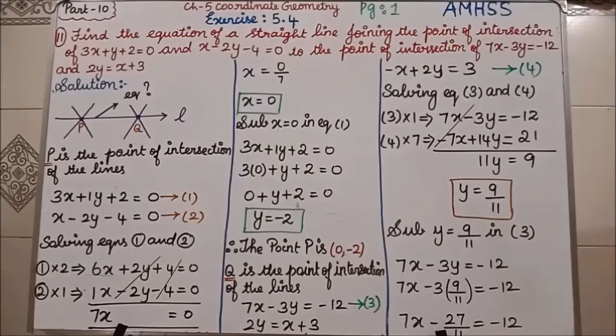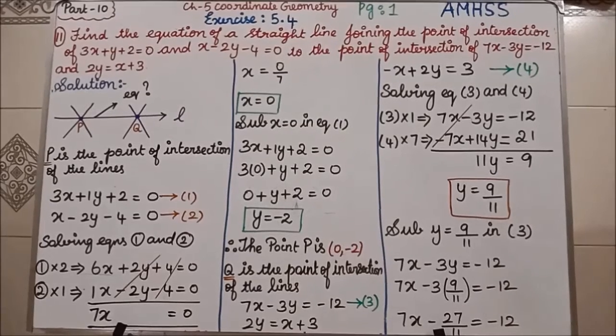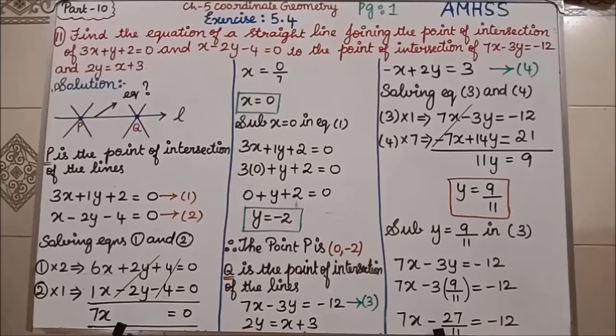In exercise 5.4, next we are going to see the 11th question. Find the equation of a straight line joining the point of intersection of 3x plus y plus 2 equal to 0 and x minus 2y minus 4 equal to 0 to the point of intersection of 7x minus 3y equal to minus 12 and 2y equal to x plus 3.